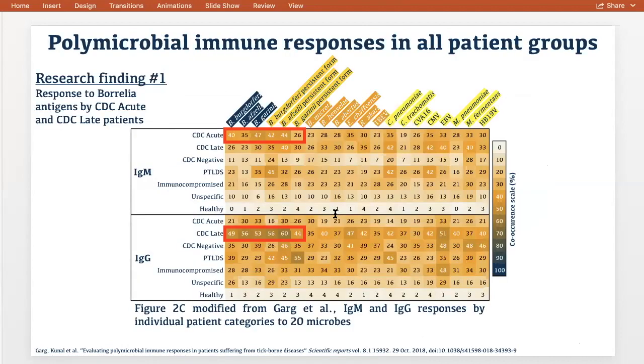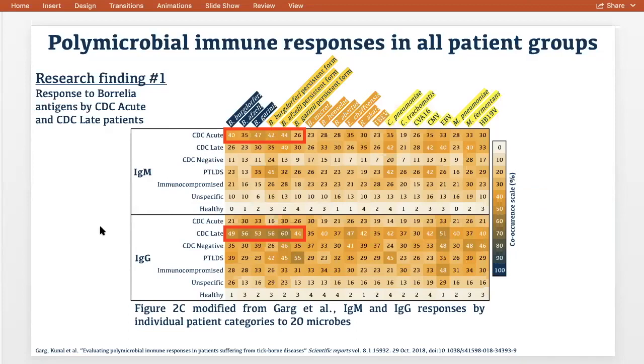Now, these are a lot of numbers. Obviously, I do not expect you to go into each one of them, but I have these red boxes to guide you through. And the very first thing we see over here is that the CDC acute patients have a higher response to Borrelia species in IgM compared to IgG. And then for the CDC late patients, you see a higher response to Borrelia species in IgG compared to IgM.